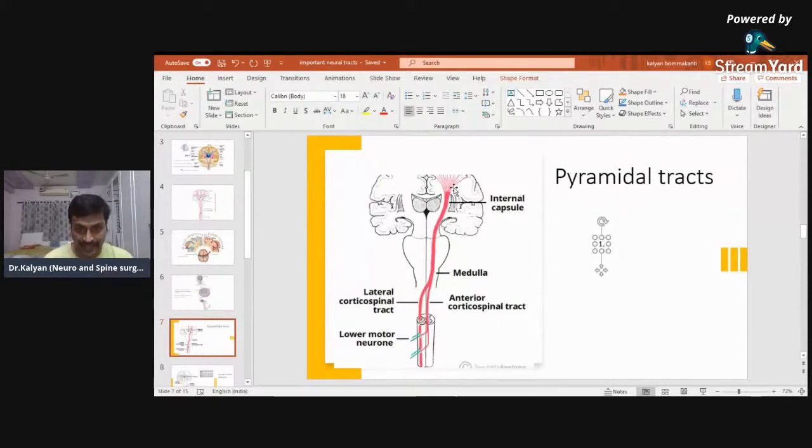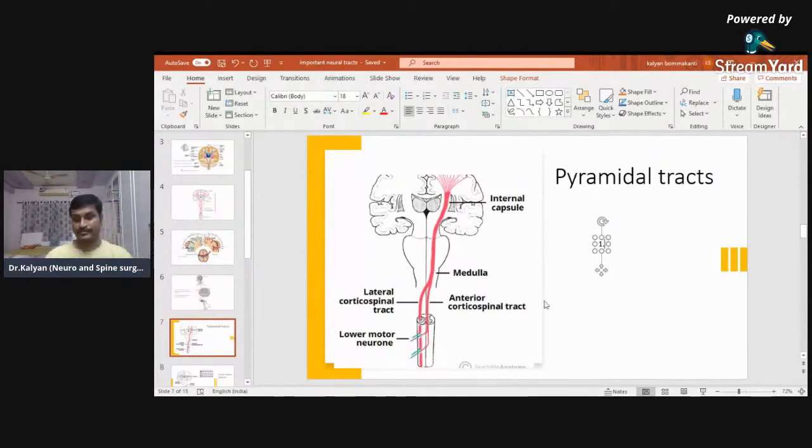Second one is the corona radiata. Third one is the internal capsule. Fourth one is the brainstem. It decussates or crosses to the opposite side and then enters the spinal cord. So until now, it's the upper motor neuron. In the spinal cord, it synapses in the gray column. Then the lower motor neuron comes, which forms a part of the reflex arc.